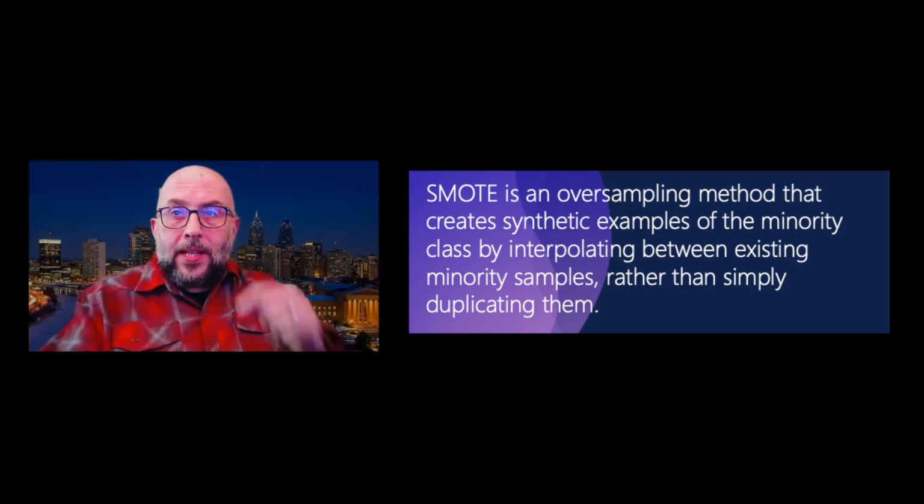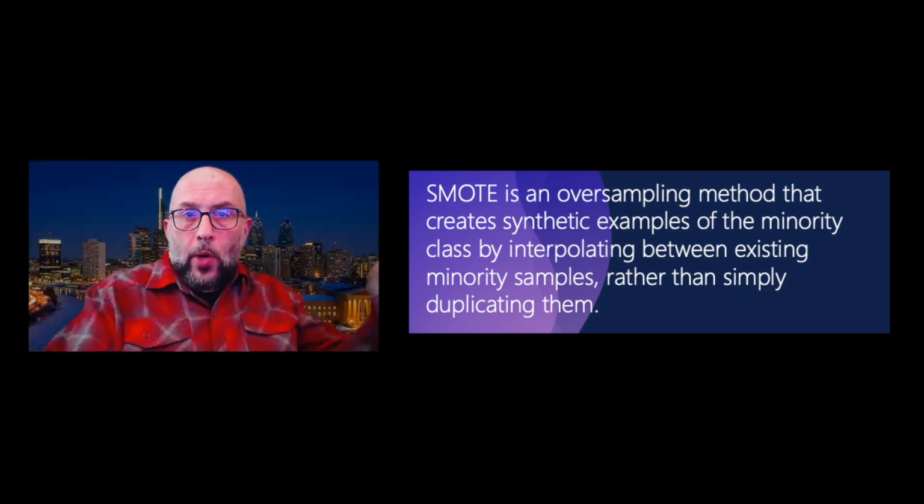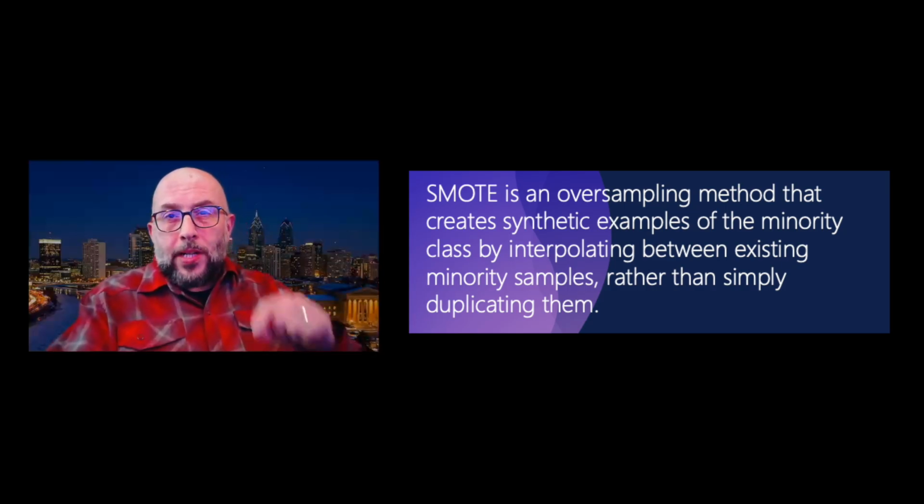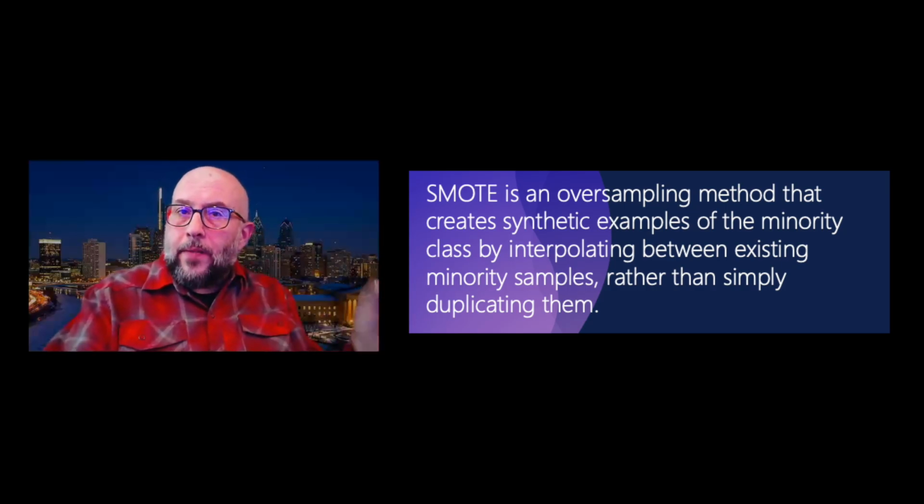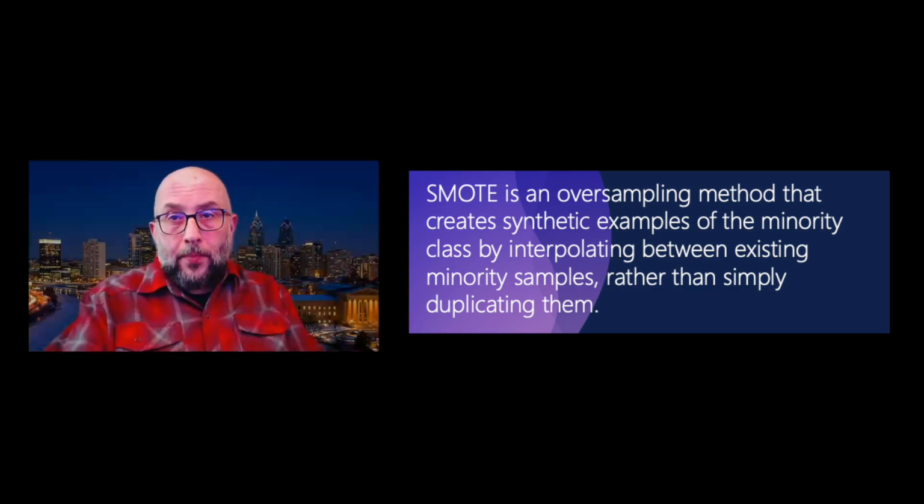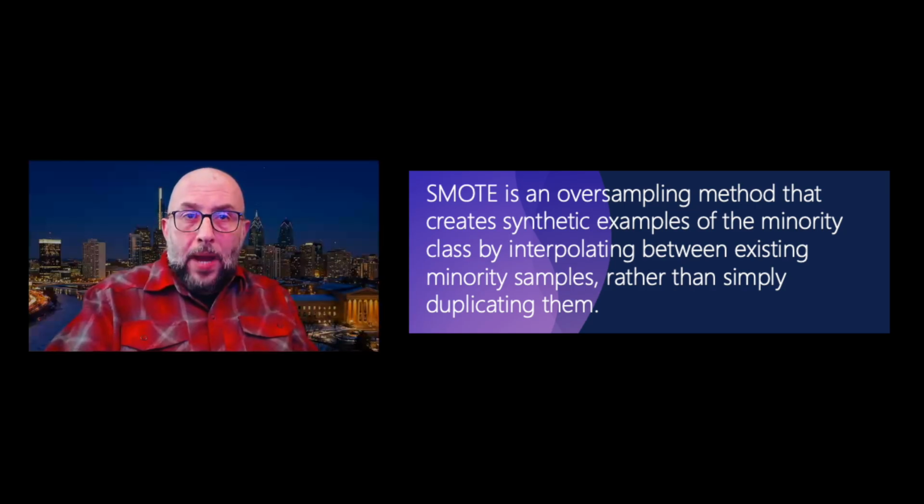Instead of copying the same fraud examples over and over, which can lead to overfitting, SMOTE generates new, slightly varied versions of real fraud samples. This helps models learn the minority class boundary more effectively. I applied SMOTE only to the training set to avoid leaking synthetic data into the test set.